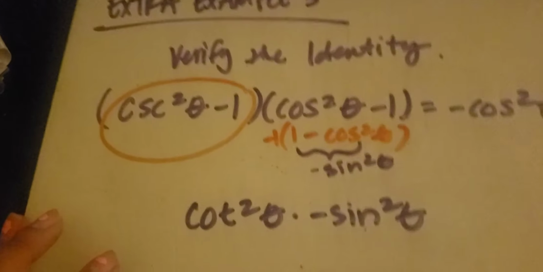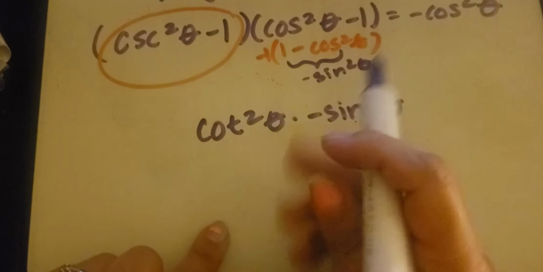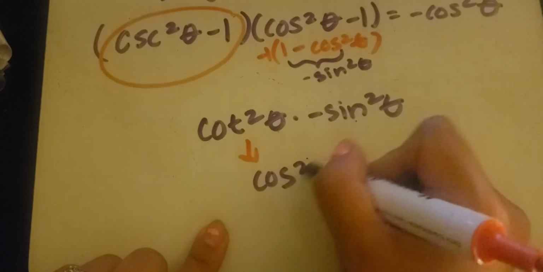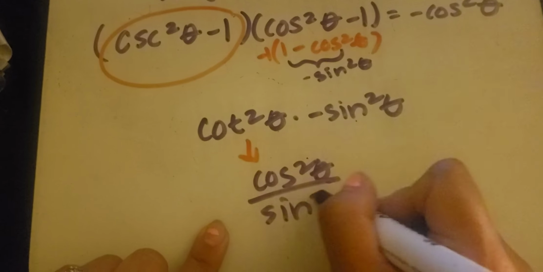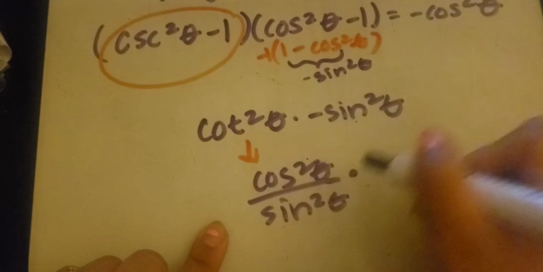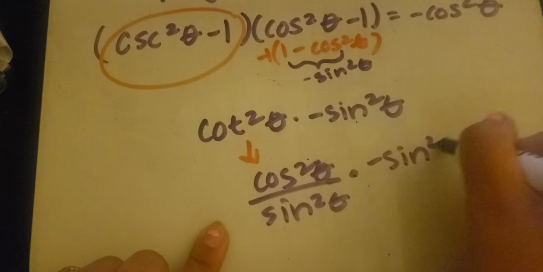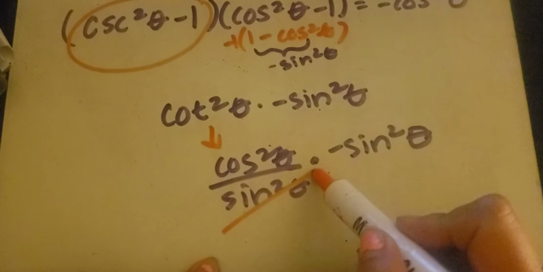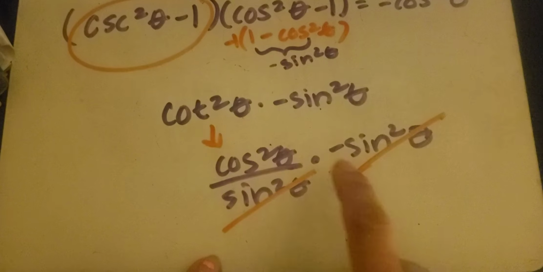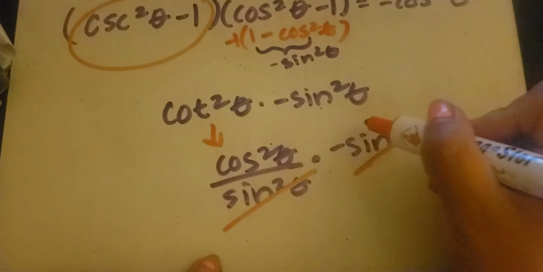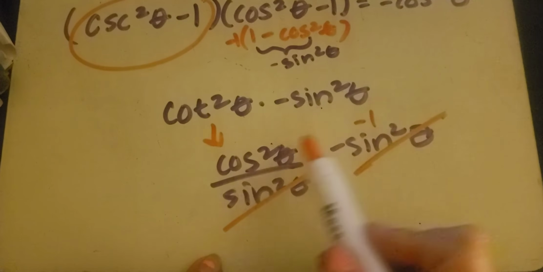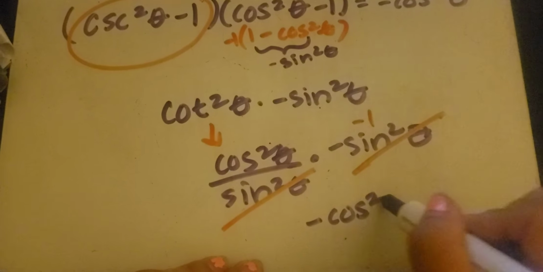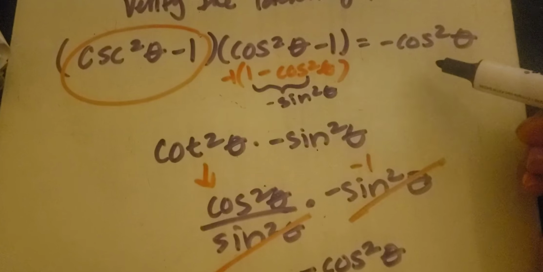And I can write cotangent as cosine over sine. So I'm going to write this as cosine squared theta over sine squared theta. And then don't forget, we're still going to multiply by negative sine squared theta. Then my sine squares will cancel, and it's like having negative 1 here. So this would just be negative 1 times cosine squared theta. So I should have negative cosine squared theta, and that's what we wanted to end up with.